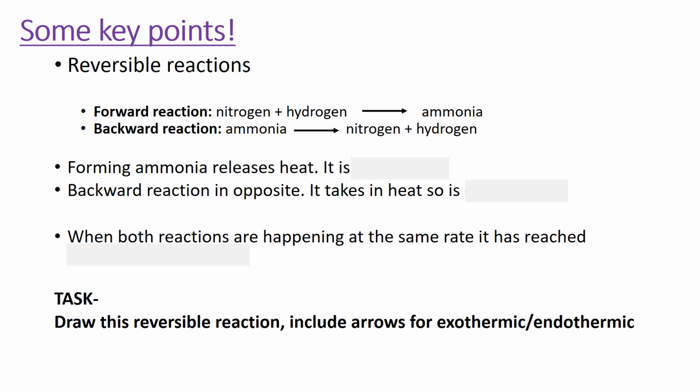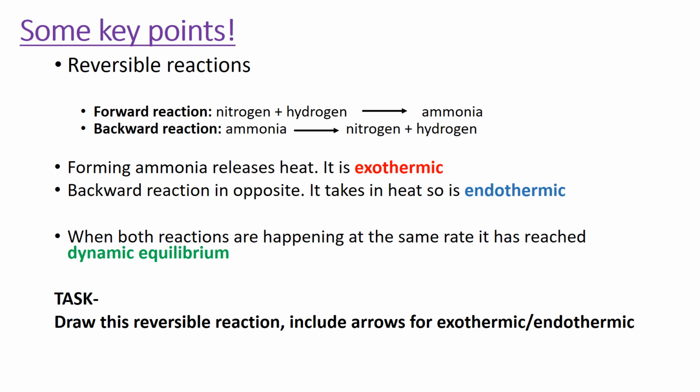You should have said it is exothermic. Well done if you did. Backwards reaction is opposite. So the opposite of exothermic is therefore endothermic. Good. Okay. When both reactions are happening at the same rate, it has reached the what? Pause the video, answer that question. Hopefully you said dynamic equilibrium. Remember, if the forward reaction and backwards reaction, or reactants are making products and products are making reactants at the same speed, that is called the dynamic equilibrium.